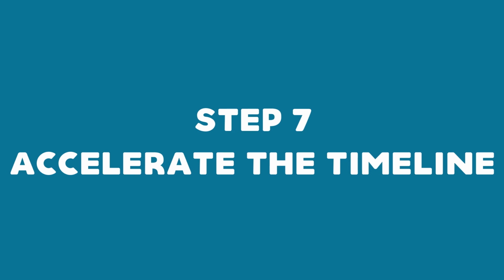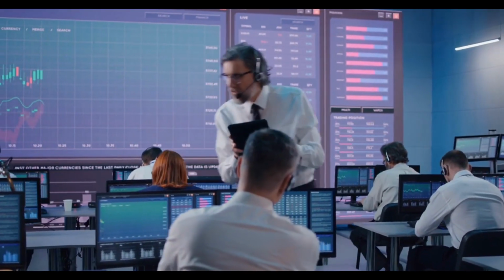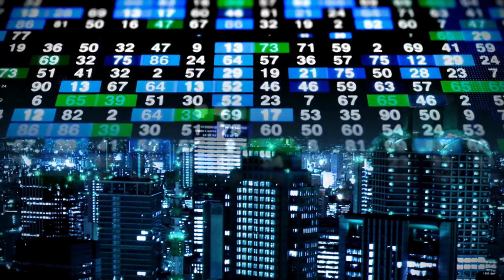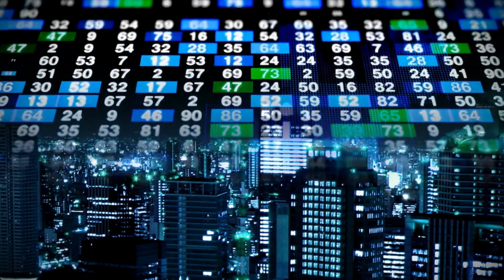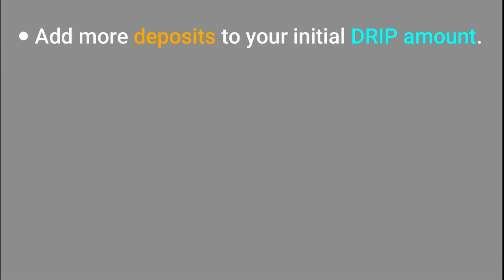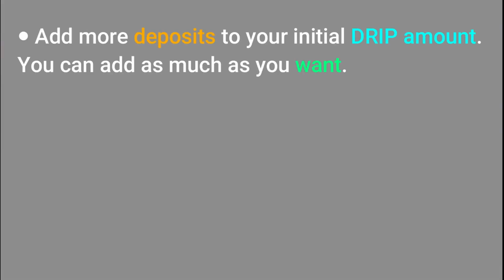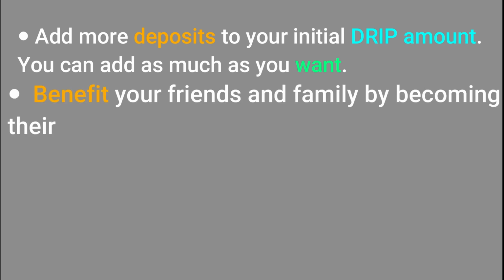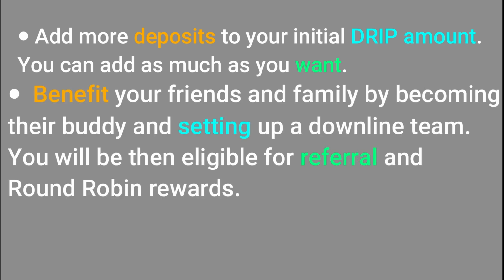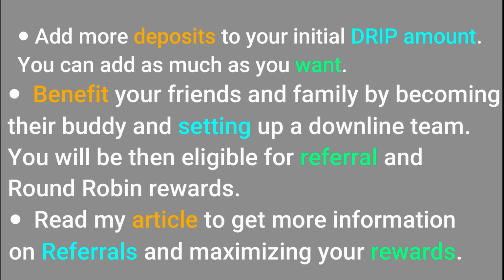Step 7. Accelerate the timeline. Deploy the following strategies to fasten the process of hitting those humongous passive income numbers. Add more deposits to your initial DRIP amount. You can add as much as you want. Benefit your friends and family by becoming their buddy and setting up a downline team. You'll be then eligible for referral and round-robin rewards. Read my article to get more information on referrals and maximizing your rewards.